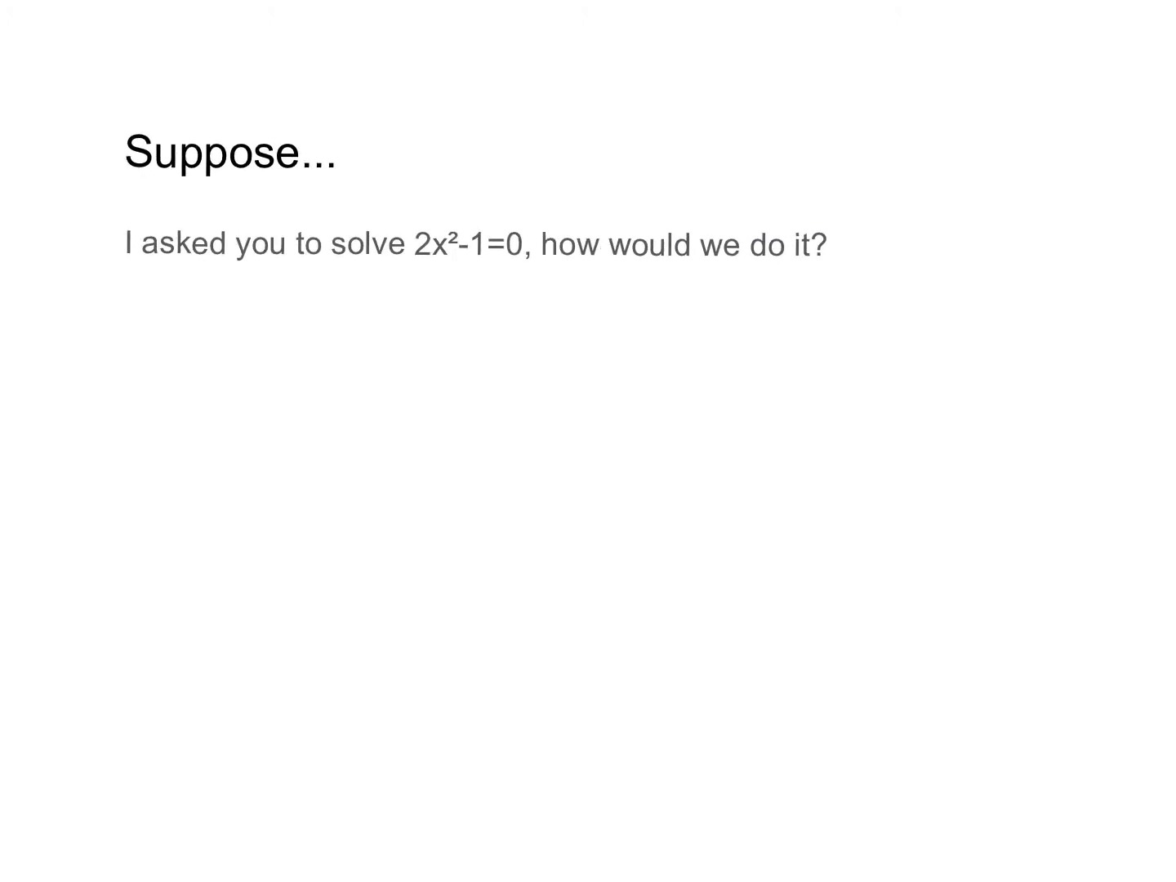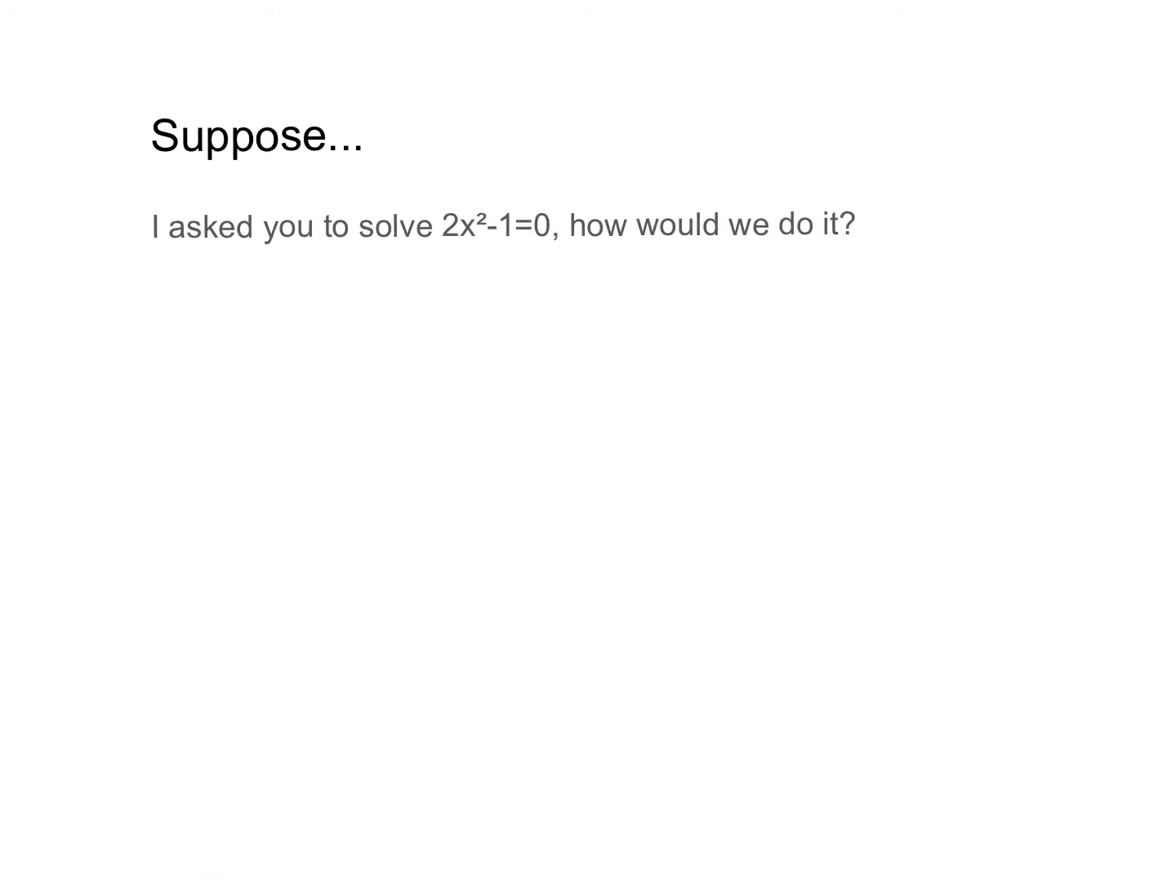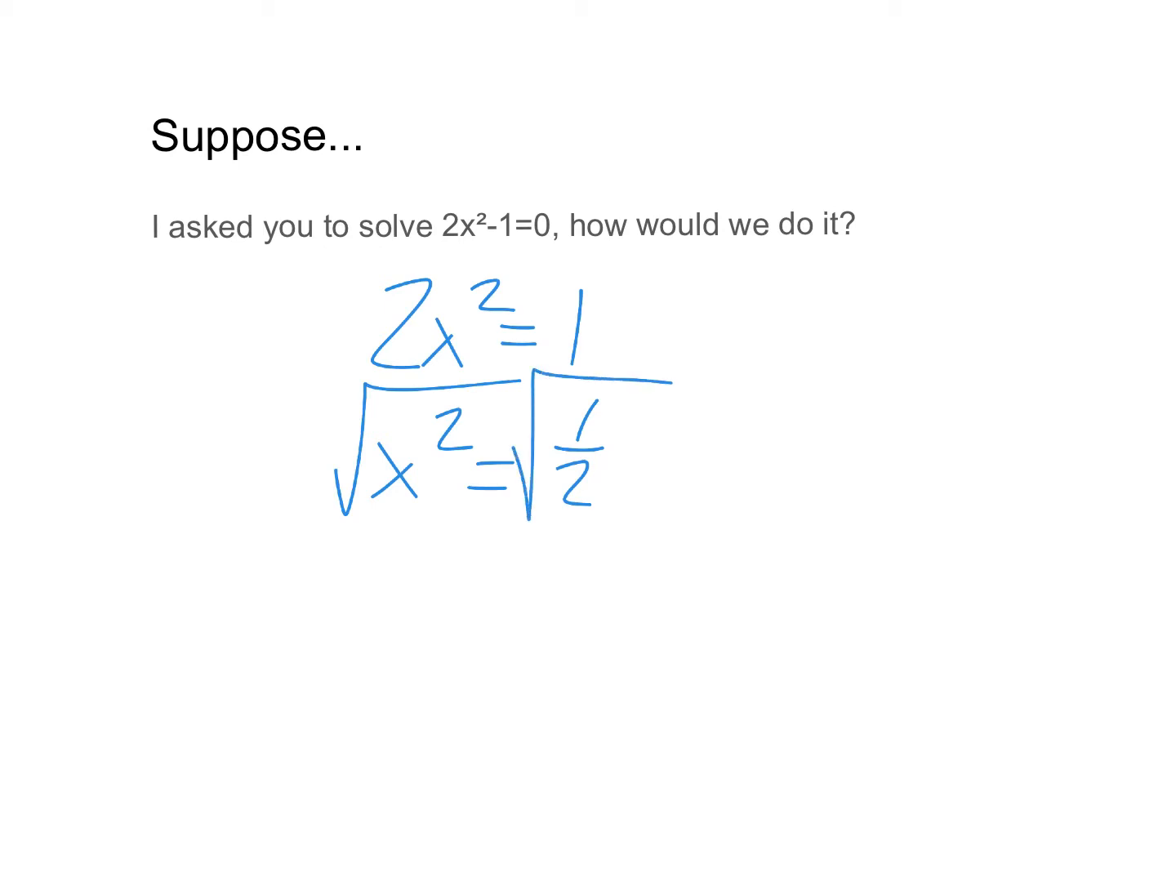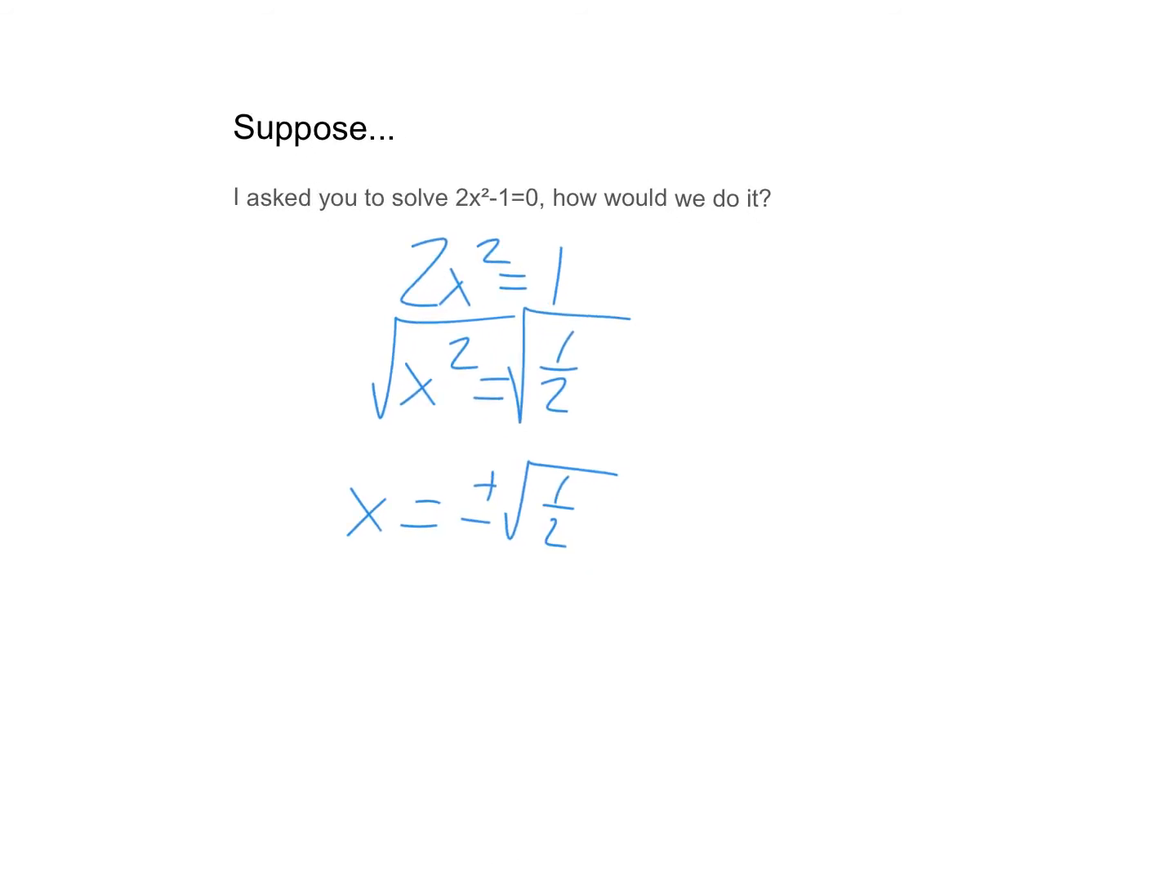So suppose instead we were looking at quadratics, and I wanted you to solve 2x squared minus 1 equals 0. Our first step would be to add 1 to both sides to give us 2x squared is equal to 1. Divide both sides by 2. x squared equals 1/2. Take the square root of both sides. That would be x is equal to plus or minus the square root of 1/2. We'd then have to rationalize that a little bit because we don't want to have square roots in denominators.